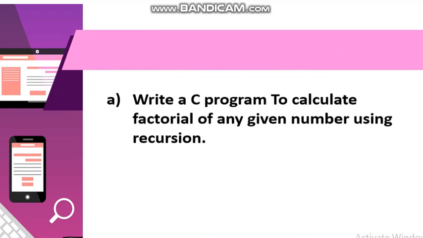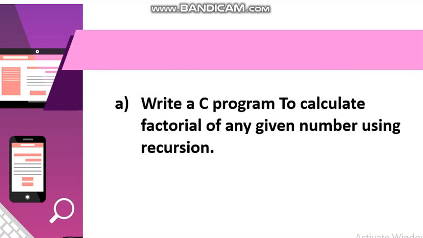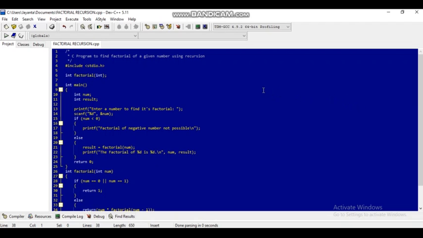Now we will discuss the program: write a C program to calculate the factorial of any given number using recursion. Solve the program, that is, to find the factorial of a given number using a recursive function or recursion. So we have to use the user defined function or recursive function factorial. I have named it factorial.